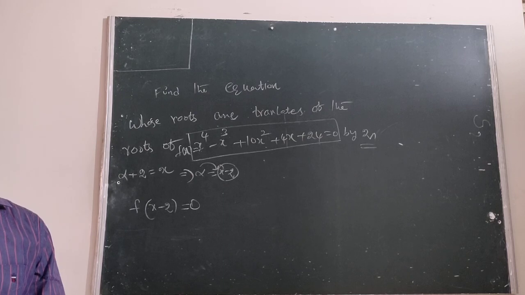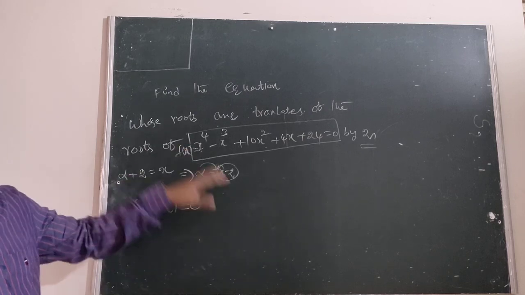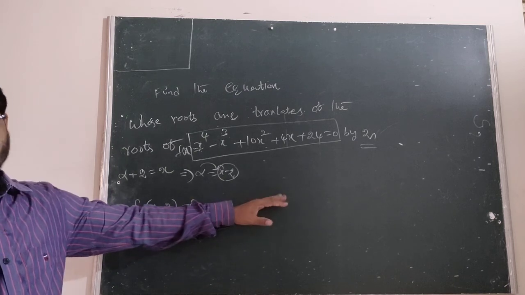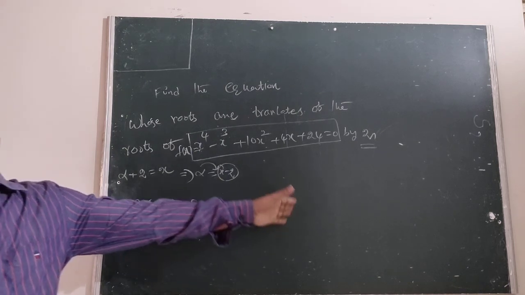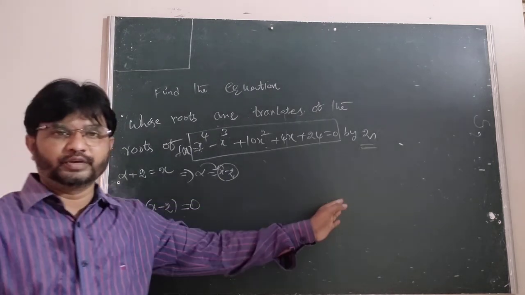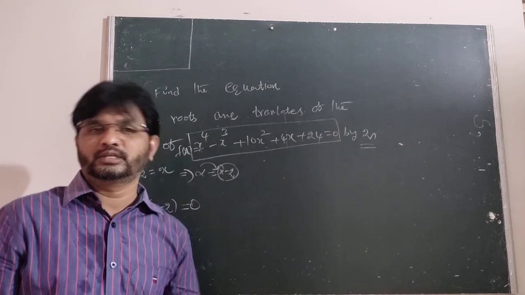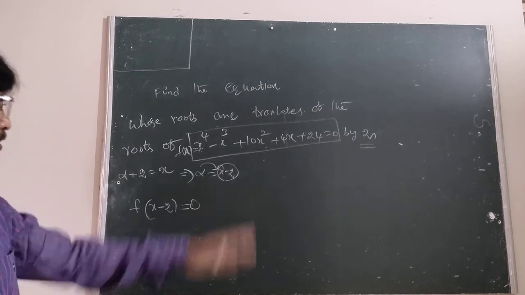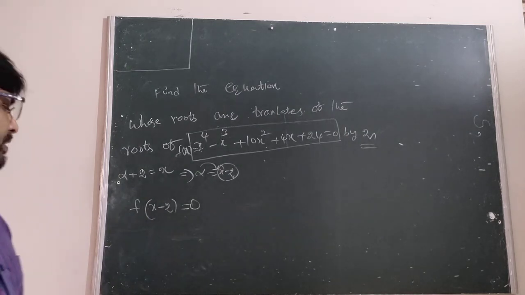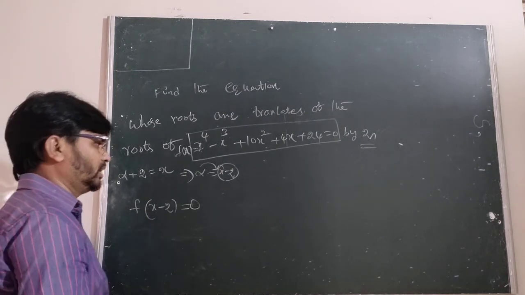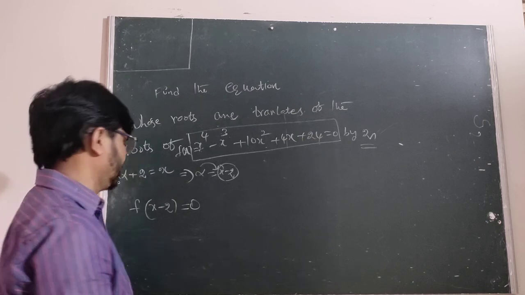4c0, 4c1, 4c2, 4c3, 4c4. That is the lengthy one. Another one is there, we know that Taylor's theorem, that is f of h plus x by 1 factorial into f dash of h and so on, x power 4 by 4 factorial into f4 of h. That is also difficult.